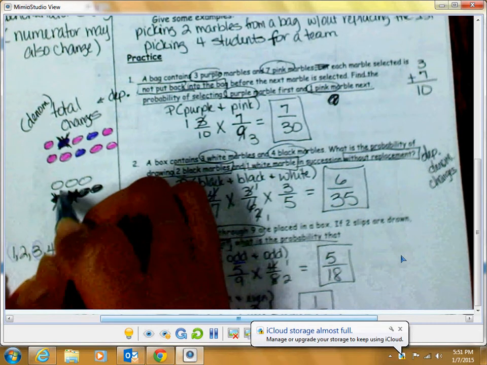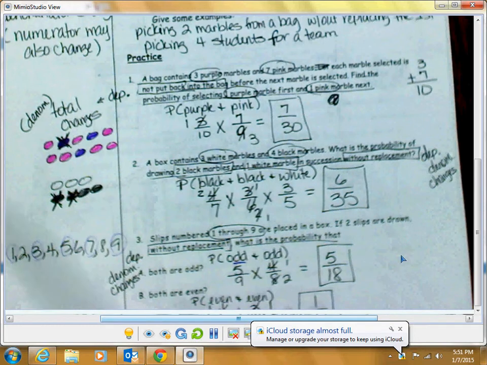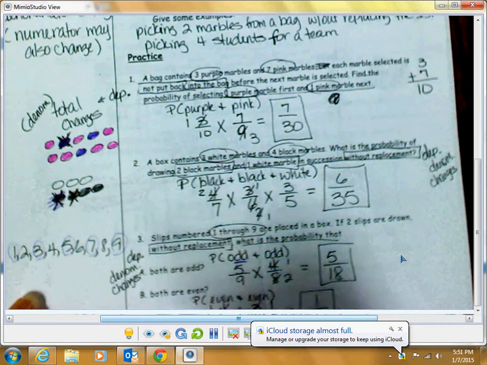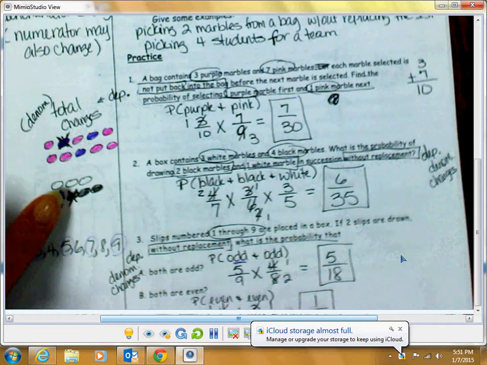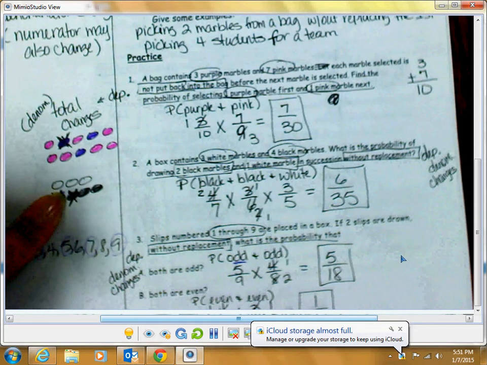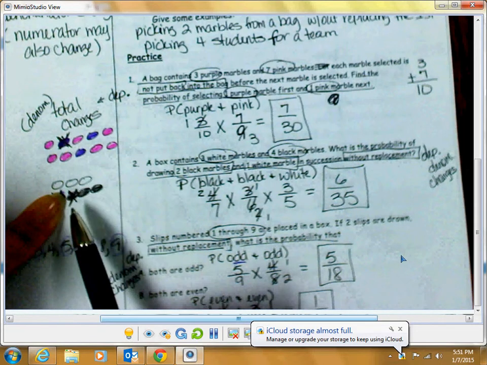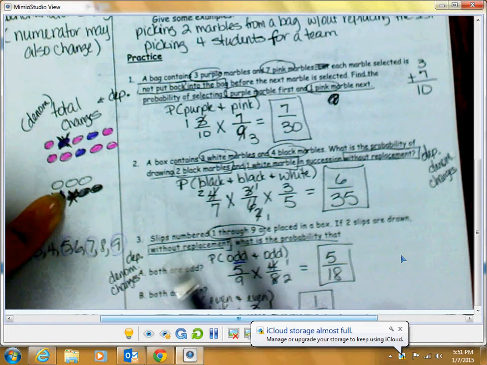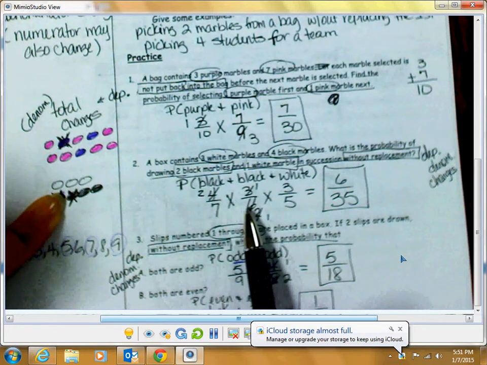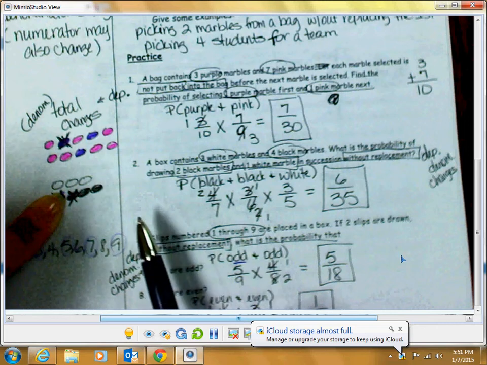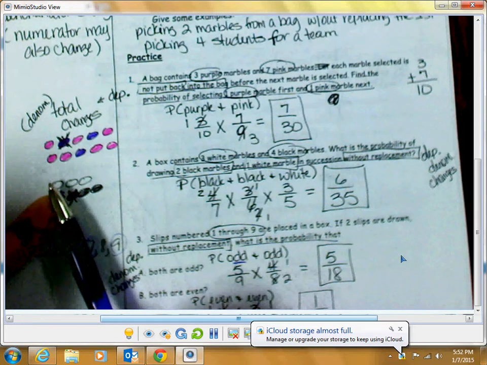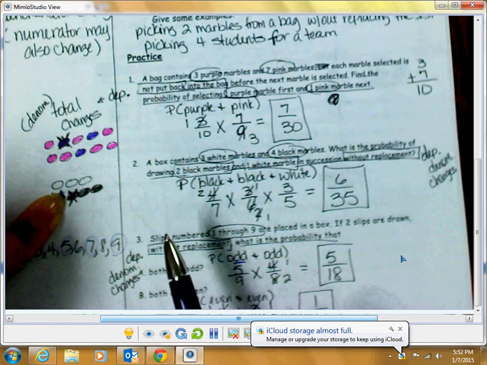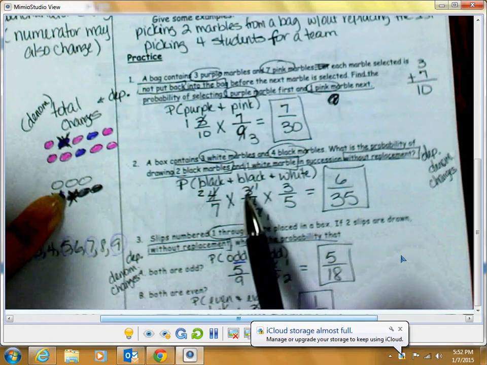So I crossed out the first one. That one's gone, so now what I'm looking at is these 6 that are left. Ignore the X right now because I'm on the second part. I'm still looking to get a black again. I have 1, 2, 3 that are still black out of the 6 altogether. So that's where this 3 over 6 comes from.